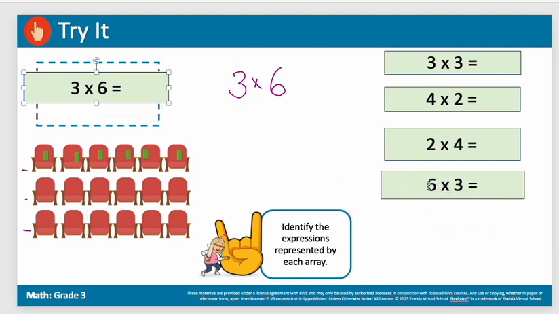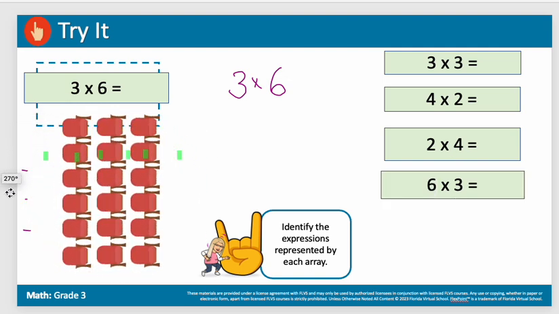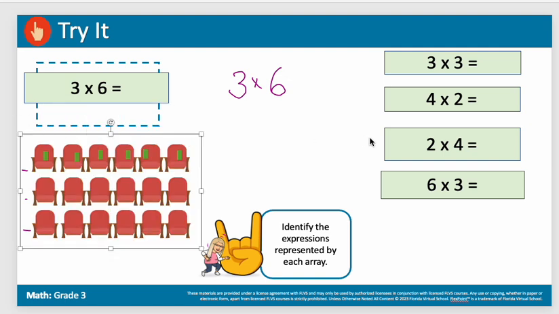I know it can't be this one, 6 groups of 3, because this isn't 6 groups of 3 because there's 6 in the row. If it was turned and let's say going this way, then I could say that there was 1, 2, 3, 4, 5, 6 with 1, 2, 3 in each row, but it's not. So I can't pick this one. This one is not a good answer.